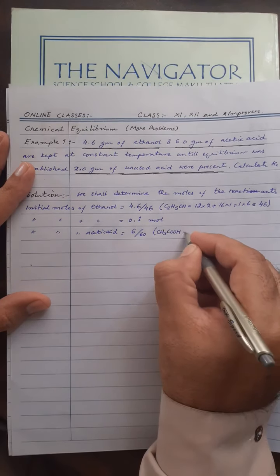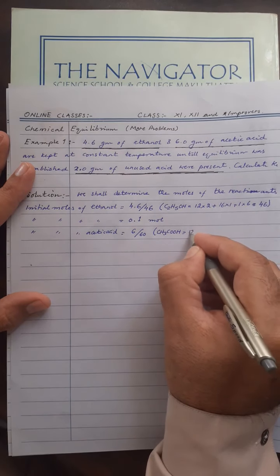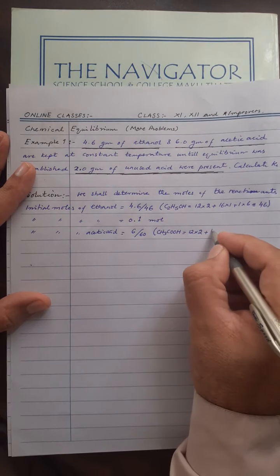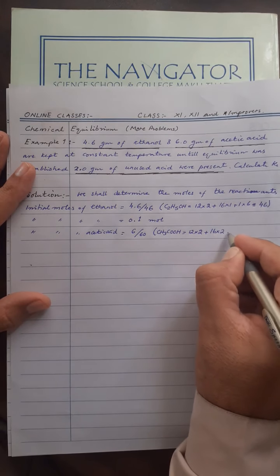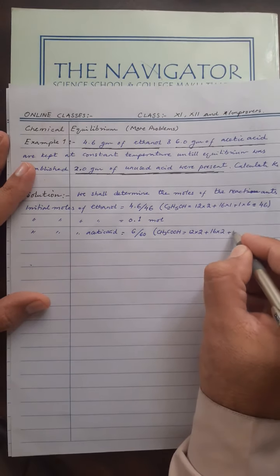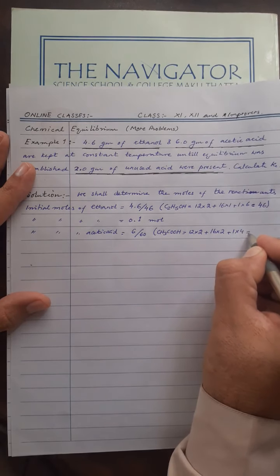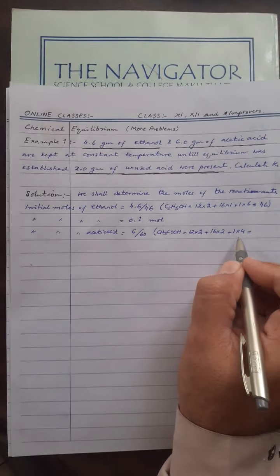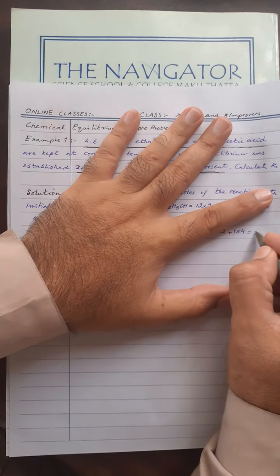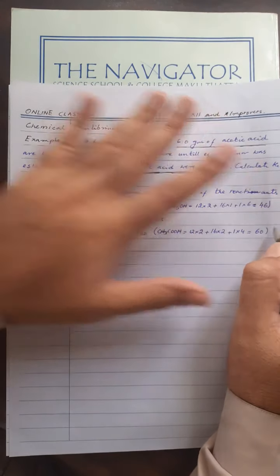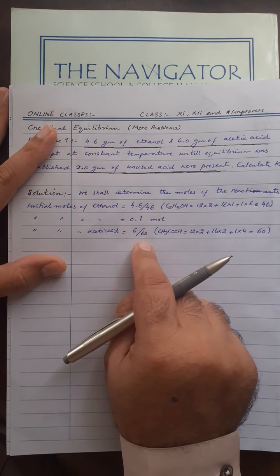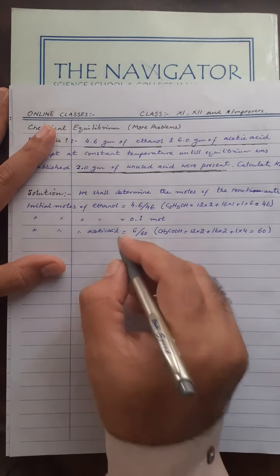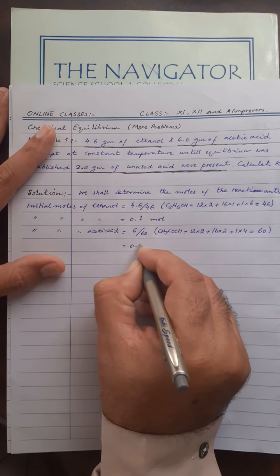It's very simple. There are 2 atoms of carbon, and there are 2 atoms of oxygen, and then there are 4 atoms of hydrogen. So we have this 24, this is 32, and this is 4. And if you add them all, the answer will definitely be 60. So 60 by 60, that was 1. But 6 by 60, that's going to be 0.1 mole.